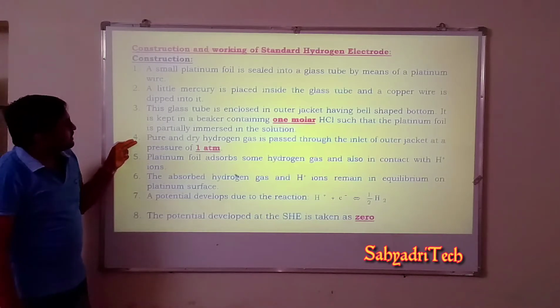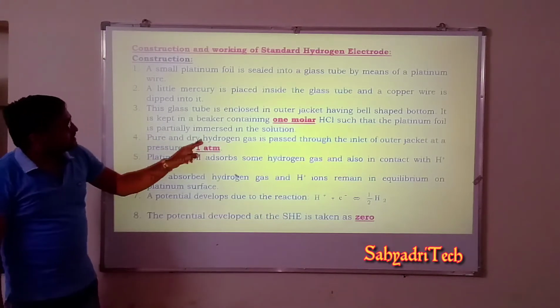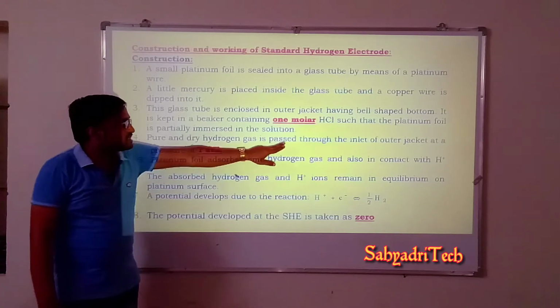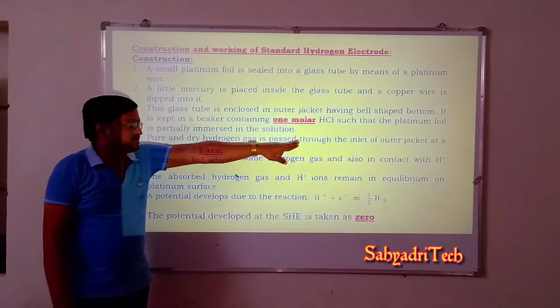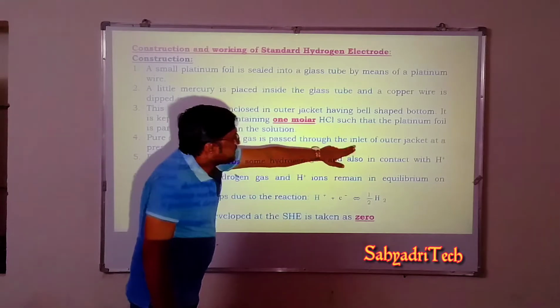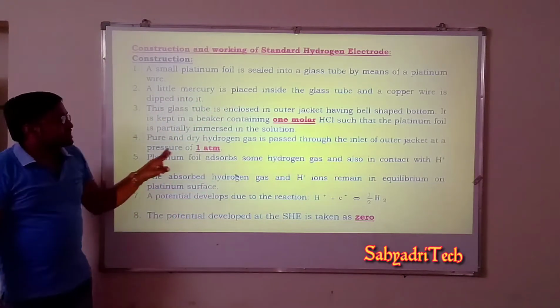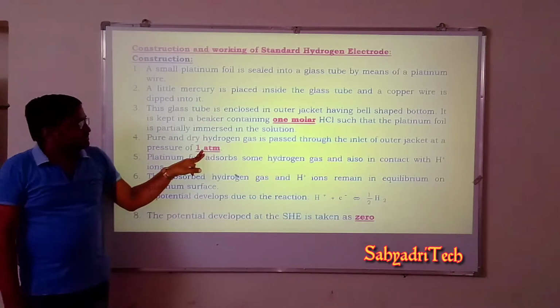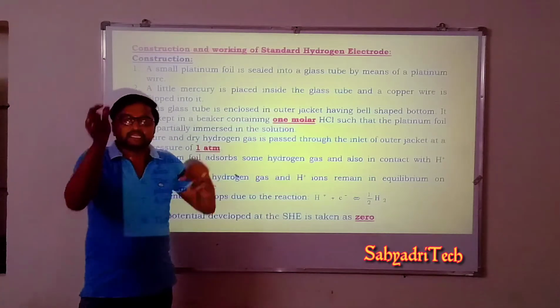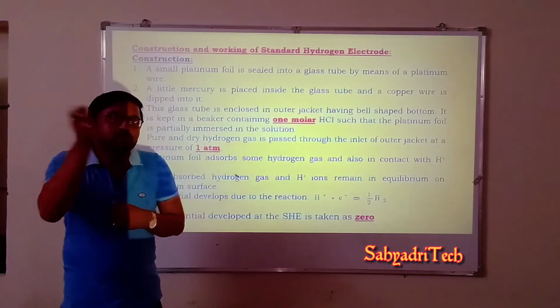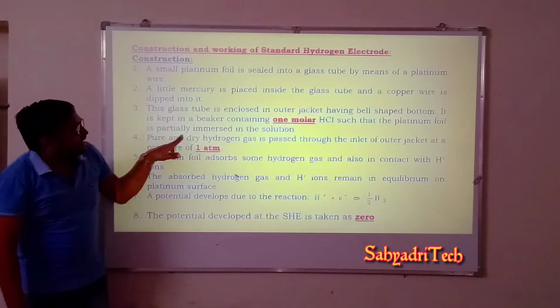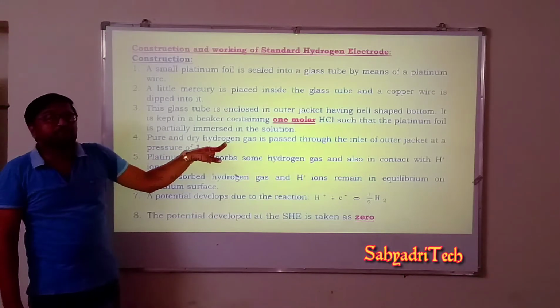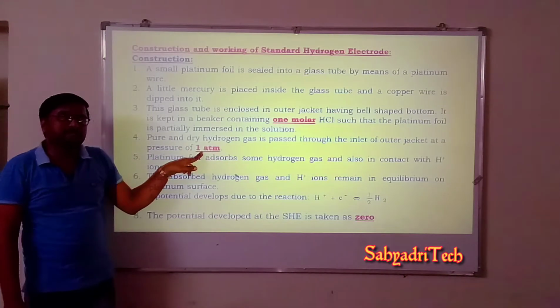Well, what is the next point? The pure and dry hydrogen gas is passed through the inlet of outer jacket at a pressure of 1 atmosphere. It means this outer jacket has an inlet at the top through which what we are doing? We are passing hydrogen gas. At what pressure? 1 atmospheric pressure.